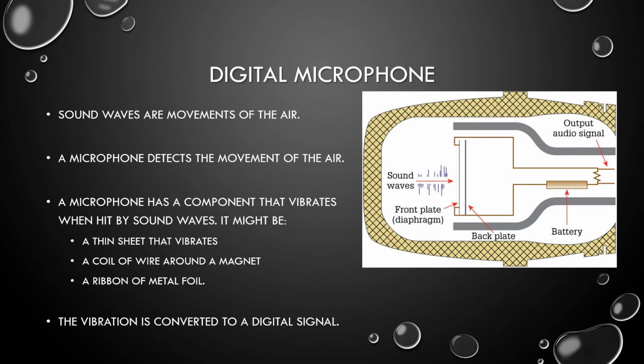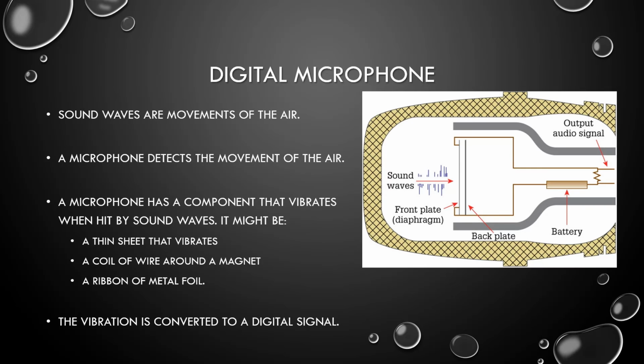Let's have a look at a microphone. We've got a diagram of a microphone here, so let's see how it works. Sound waves, if you didn't already know, are just movements of air, and they're continuous. In a microphone, at the front, you have a device or part of the microphone that is designed to pick up the movement of air. This part will vibrate when the vibrations of air hit it.